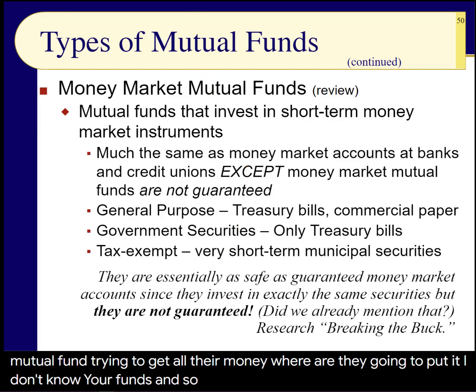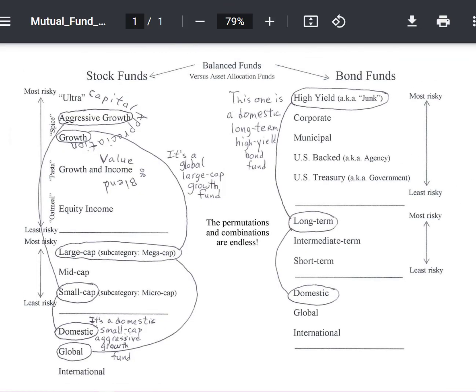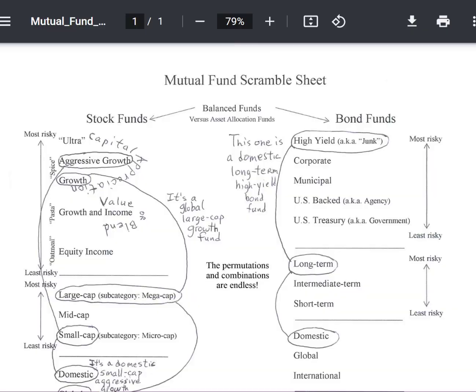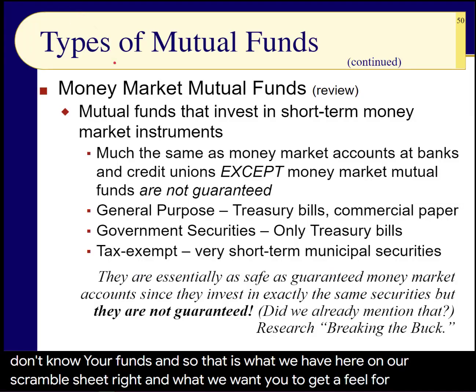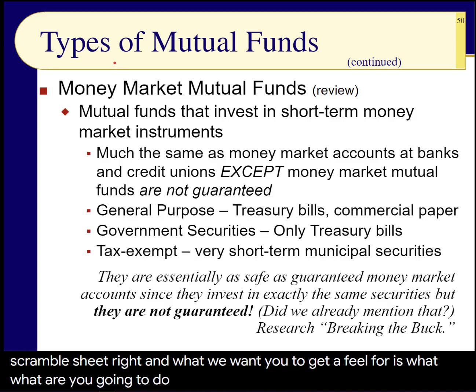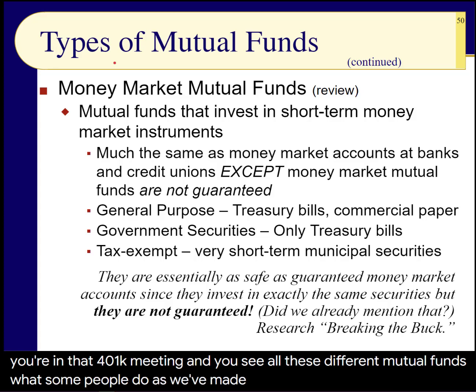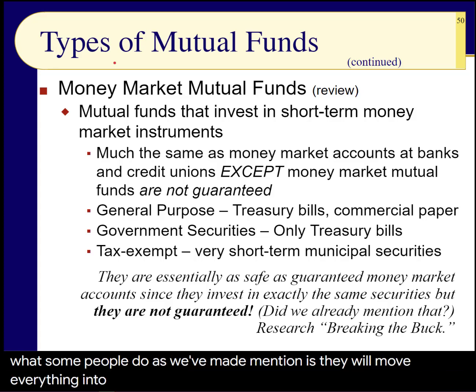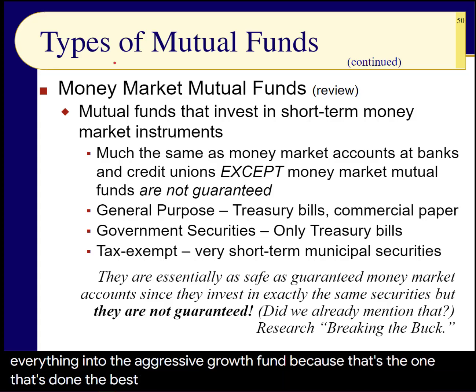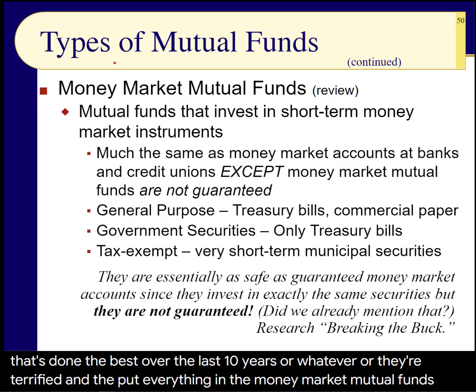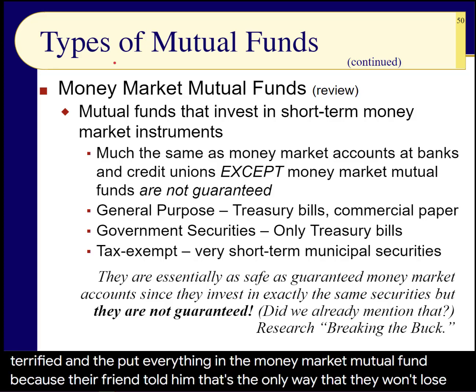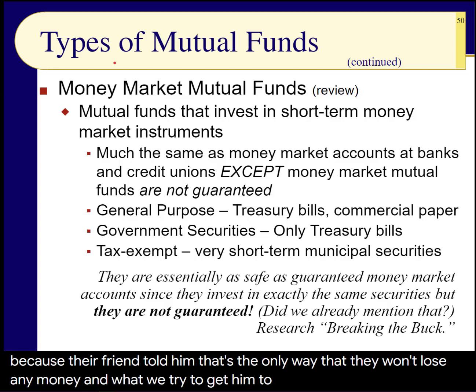And so that is what we have here on our Scramble sheet, right? And what we want you to get a feel for is what are you going to do, right? What are you going to do when you're in that 401k meeting and you see all these different mutual funds? What some people do, as we've made mention, is they will move everything into the aggressive growth fund because that's the one that's done the best over the last 10 years or whatever. Or they're terrified and they'll put everything in the money market mutual fund because their friend told them that's the only way that they won't lose any money. And what we try to get them to do is go somewhere in the middle, right?